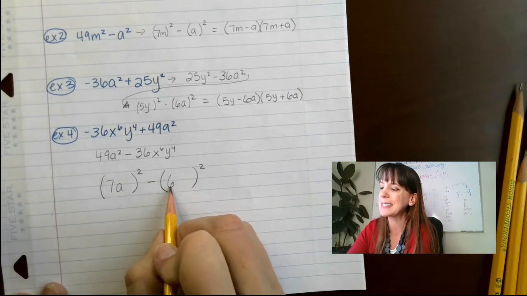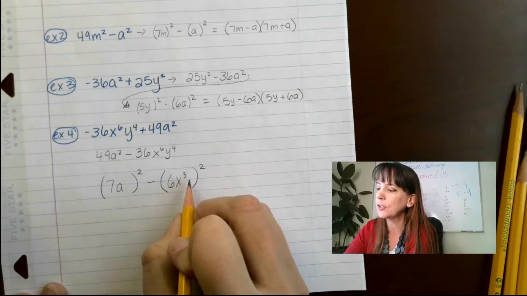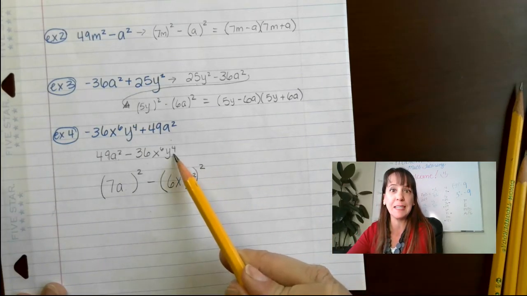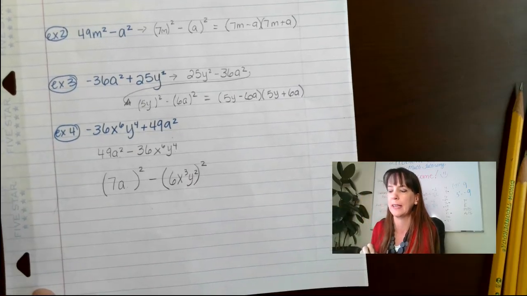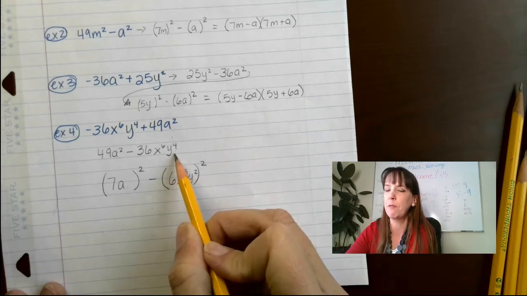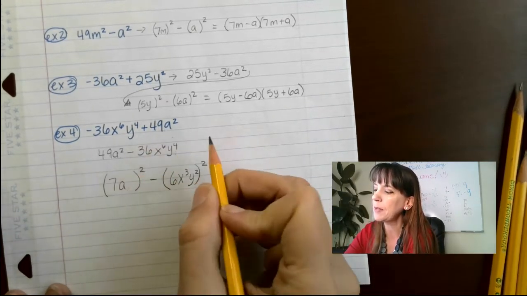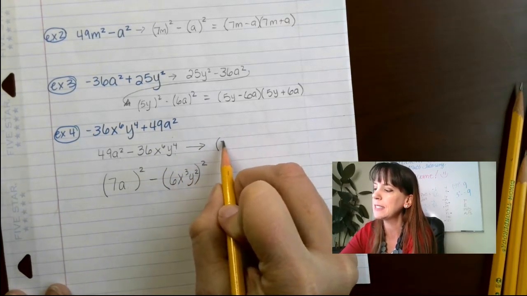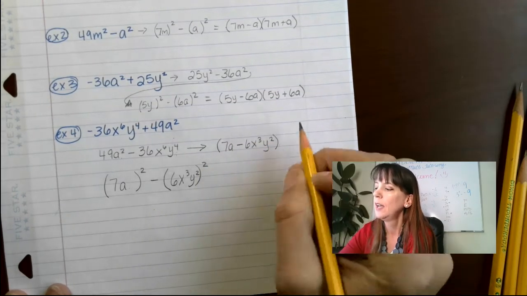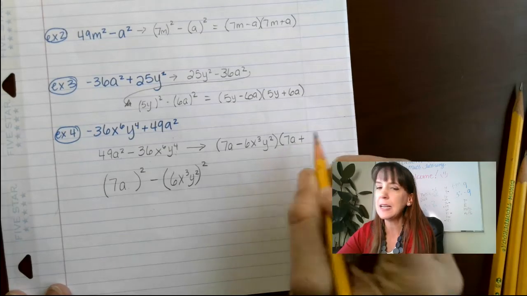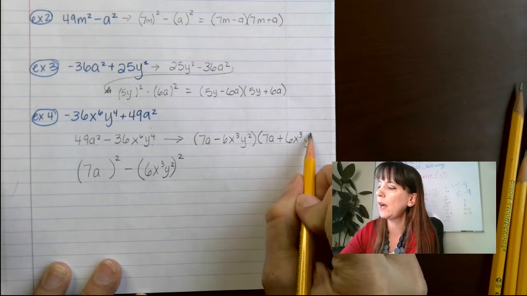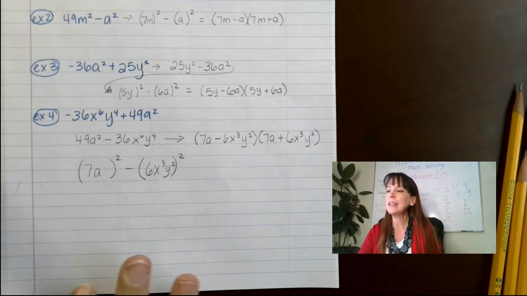Over here we have 6, and then x to the third y squared, because if I distribute that 2 to the third, I would get 6. Remember, we multiply when our exponents look like that. And then the same here, if I distributed this to here, we would multiply and get 4. So all we have to factor it into is 7a minus 6x cubed y squared, and then 7a plus 6x cubed y squared. So that is the difference of squares.